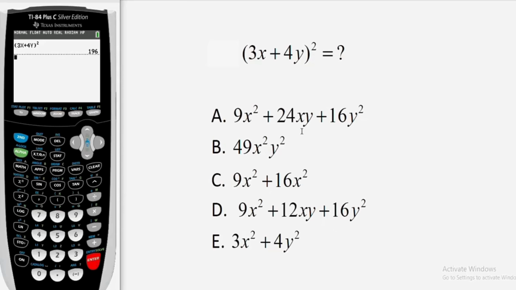So right now we're going to simplify the options. Any one that gives us 196 will be the answer to this question. It's as simple as this. So let's begin with option A.